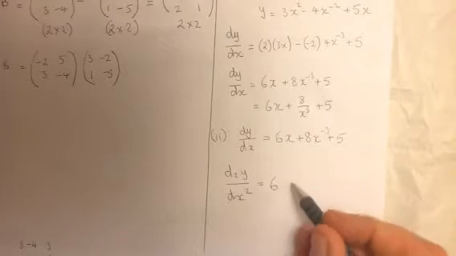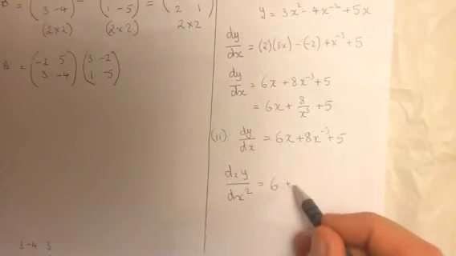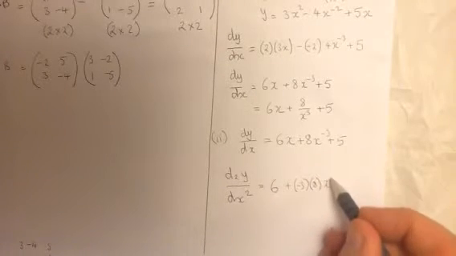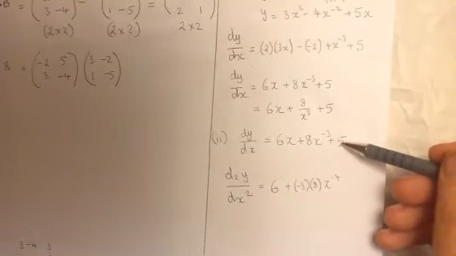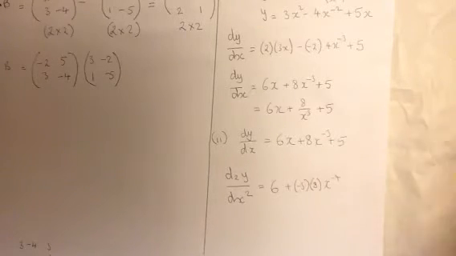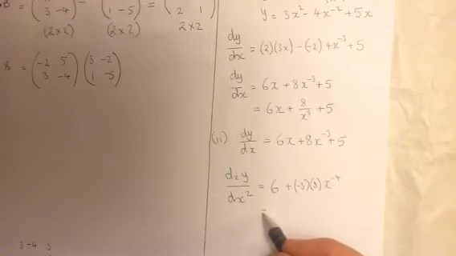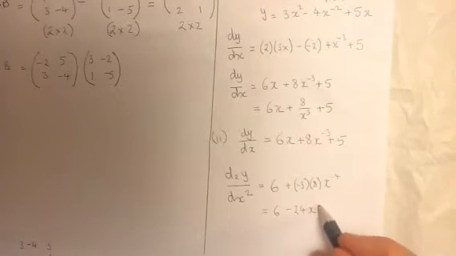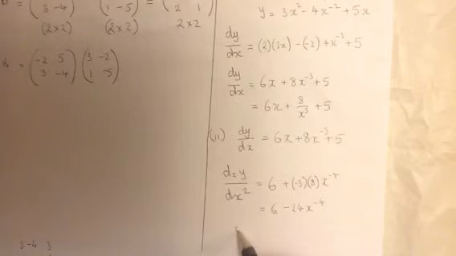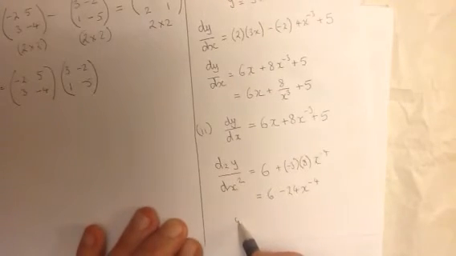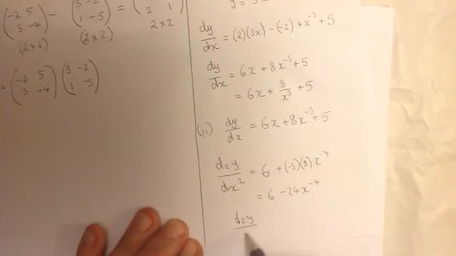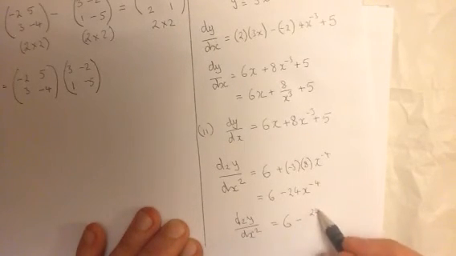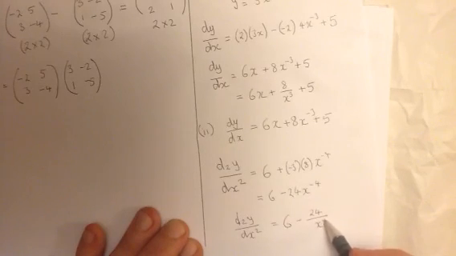So 6x just becomes 6. And multiply by minus 3 times 8, x to the minus 4. And remember, if you differentiate a number term, it becomes nothing. So differentiating 5 becomes nothing. So it's equal to 6 minus 24 x to the power of negative 4, or in the form the question was originally given in, d2y/dx squared is 6 minus 24 over x to the power 4.